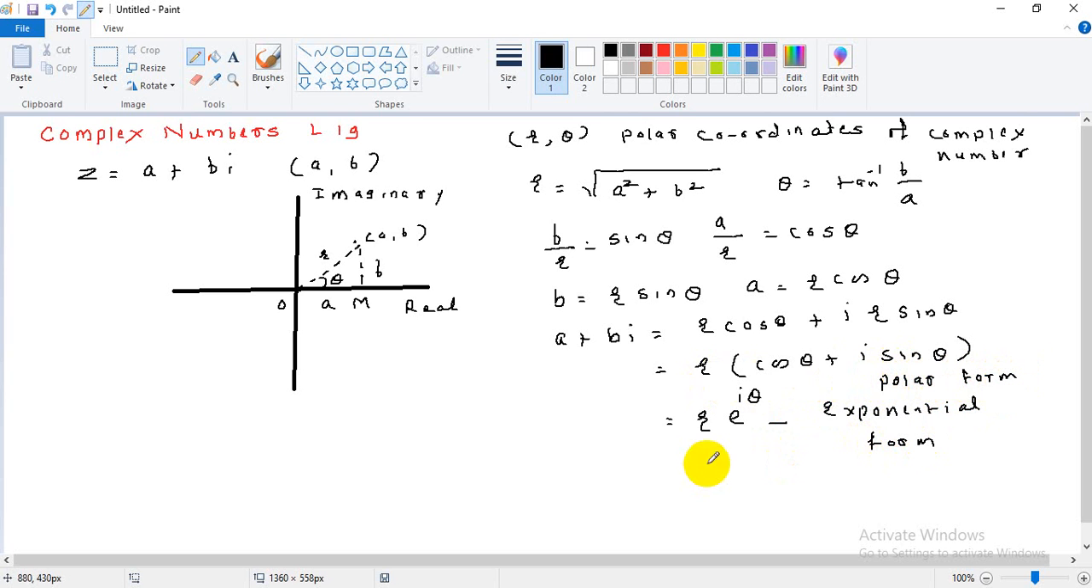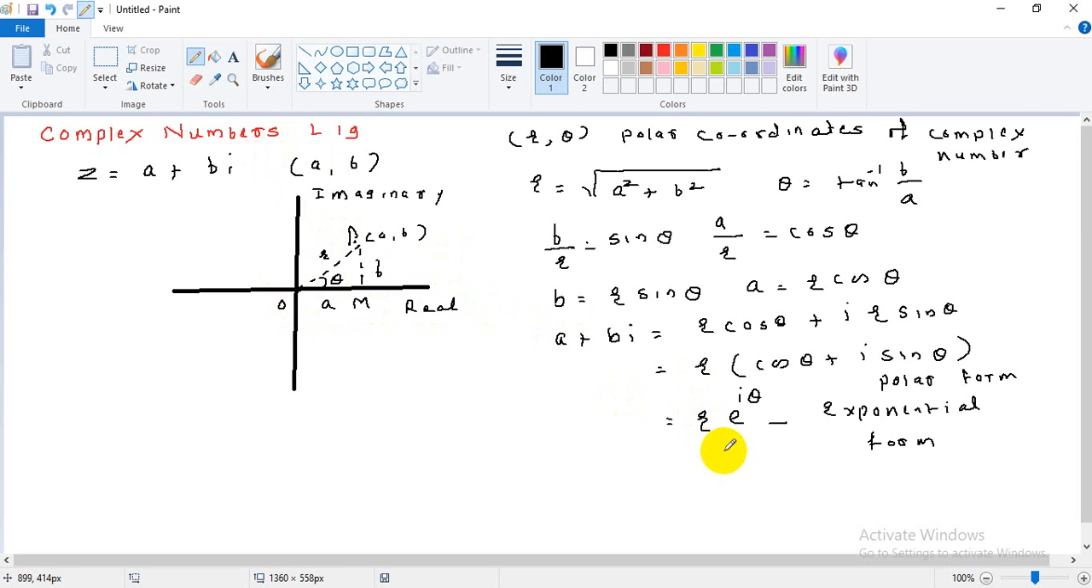So now for us there are three different forms. The ordinary regular form is a plus bi. The polar form is r into bracket cos theta plus i sine theta, wherein r is the distance of the point (a, b) from the origin, and theta is the angle made by that line segment. Suppose this point is P, then the line segment OP makes angle theta with the positive direction of the x-axis, the real axis.